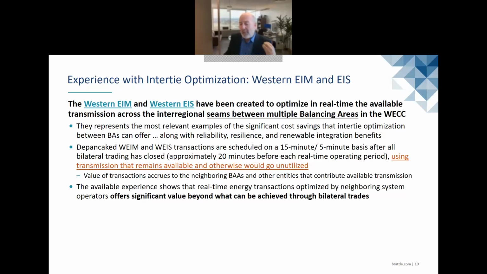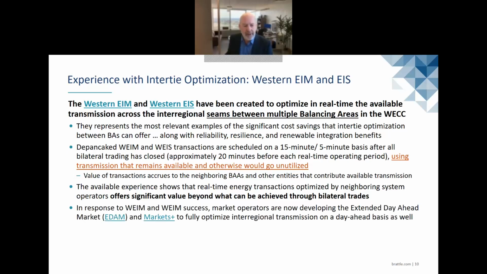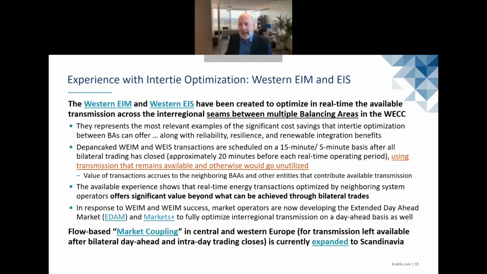The reality is, even though bilateral trading continues, adding optimization of real-time energy transactions really goes well beyond what can be achieved through bilateral trades by offering significant efficiencies. Because real-time optimization across balancing areas seems to have been so successful, both of the market operators are now developing day-ahead markets as well to supplement the real-time optimization.